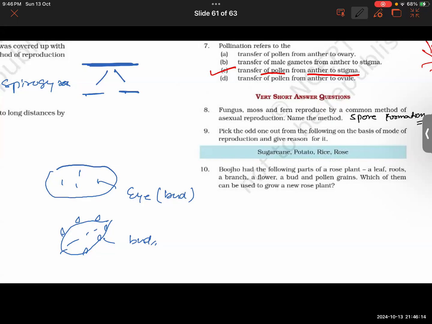And mention the reason for picking the odd one out of these also. If someone is answering in the chat box, no, you guys are required to answer in the class only. If someone answers there, I won't be able to access it from the chat box.